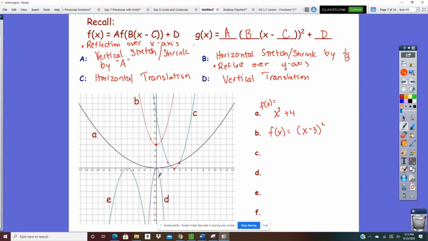Okay, and let's also do E because that also looks like it's just been moved around and reflected. And so that moved to the left 5 and reflected. So that one was E. I guess I'm not putting these in the right spot. So that one left 5 and reflected over the x-axis. So that is f of x equals, and I need a negative up front, and then that's going to be x plus 5 squared.